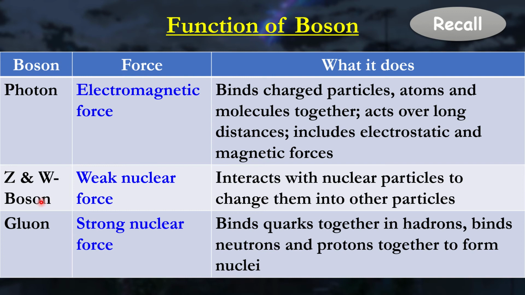The Z and W bosons interact with the weak nuclear force. This interaction allows for nuclear particles to change, so that could be radioactive decay as an example. And then we have gluons, which are strong nuclear force. This allows for quarks to bind together to form hadrons, so that could be mesons or baryons. And our most famous examples would be the neutron and the proton.